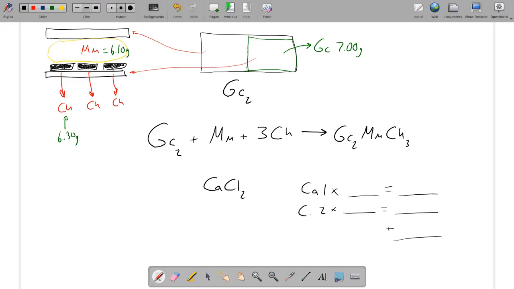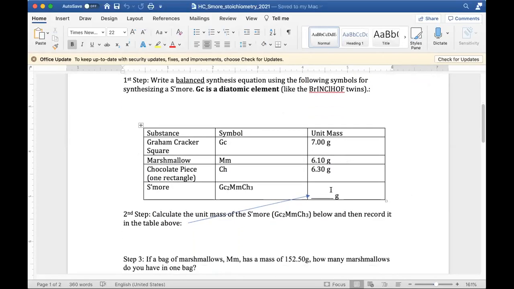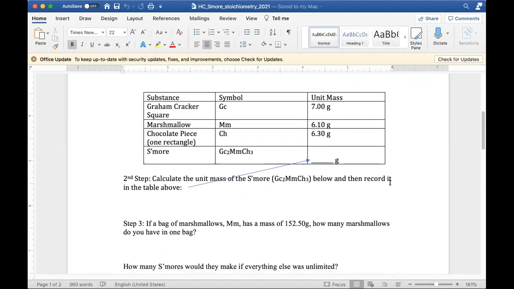So then, get back to this other screen. There we go. You can figure out the total mass of a s'more the same way as you would figure out the total mass of a chemical compound. It's the mass of 2 graham crackers plus 1 marshmallow plus 3 pieces of chocolate. And the masses are here for each of the individual parts. You can record that in that space.